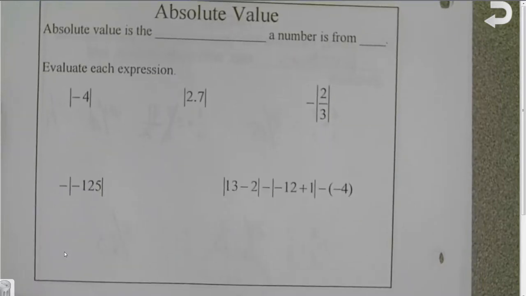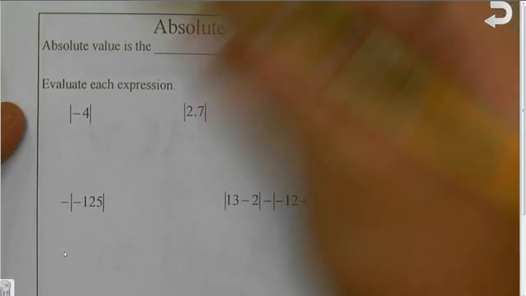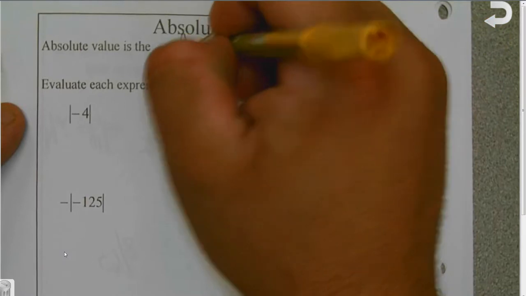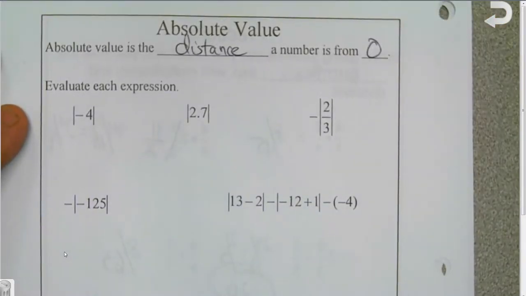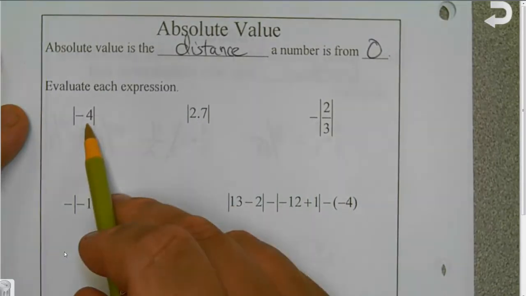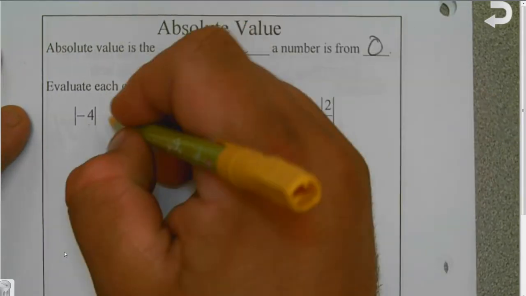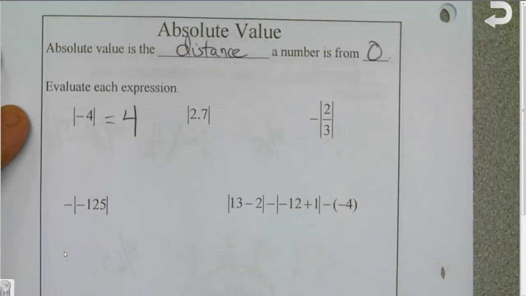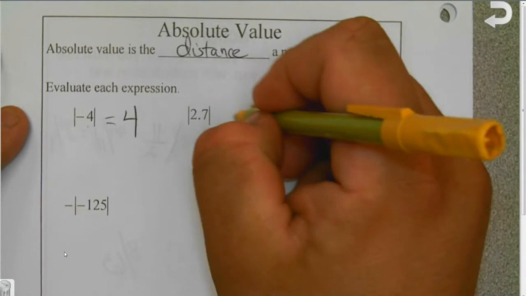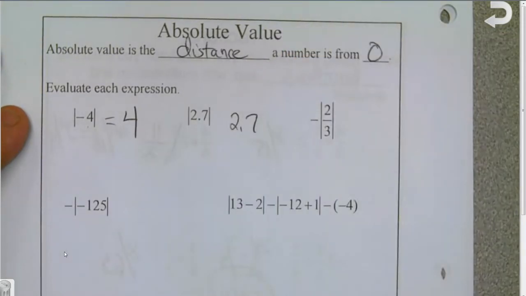Let's go ahead and look at absolute value. Absolute value is the distance a number is from 0. So the absolute value of negative 4 is 4 units away from 0. So that's equal to 4. The absolute value of 2.7 is 2.7.